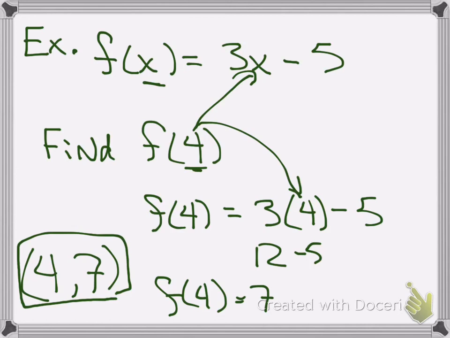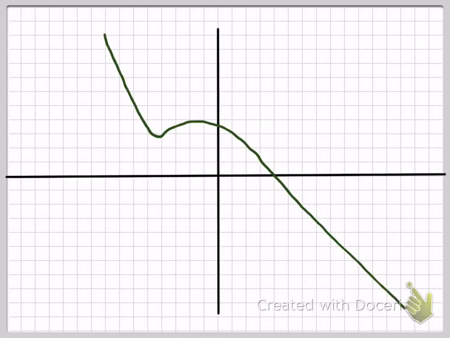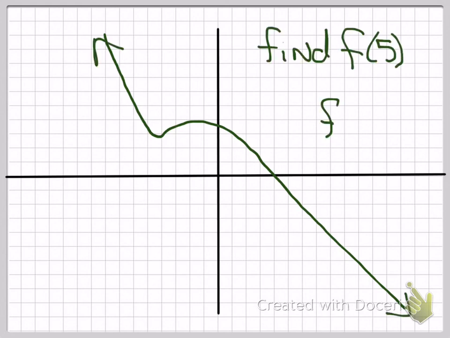Now obviously this is a straight line, you would be able to know that. But remember, this represents the x, and this will end up representing the y in an ordered pair. So how would you see it here? Say you have a graph, and I tell you find f of 5 or f of negative 1.5.